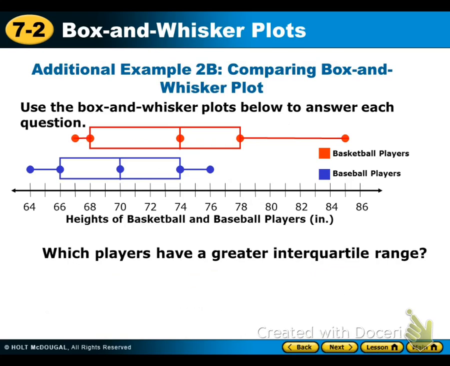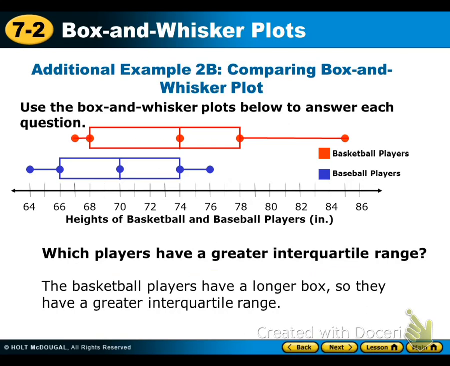Okay, so which players have a greater interquartile range, which means which players have the greatest range? Okay, who has the longer box? Well, the red box goes from 68 to 78, and the blue box goes from 66 to 74, which is only 8. So the red box is the longest.